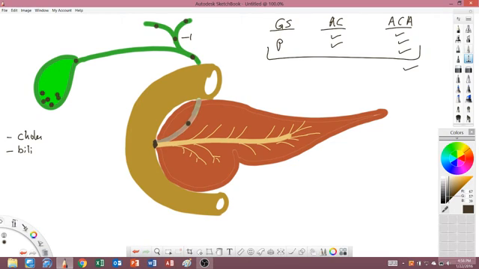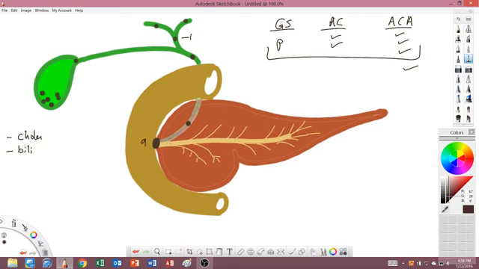Now, if you have gallstones here, this will cause two things: acute cholangitis, acute cholecystitis. At position what? What is this position? Let's say position 9. It will cause acute cholecystitis, acute cholangitis, and acute pancreatitis.